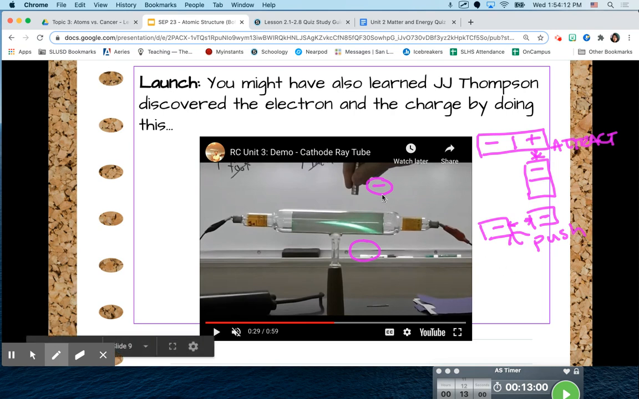So here, if this one's negative and the light is going away from the magnet, what do you think the charge of this light thing is? If you guessed negative, you are correct. The light is bending away from the magnet. It wants to push away from the magnet. So if this magnet end is negative, this thing, whatever it is, has to also be negative.